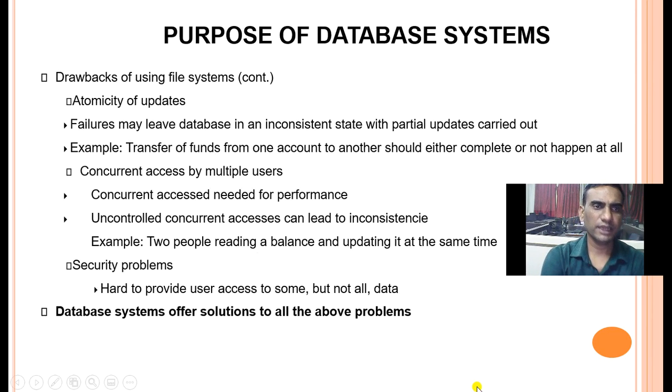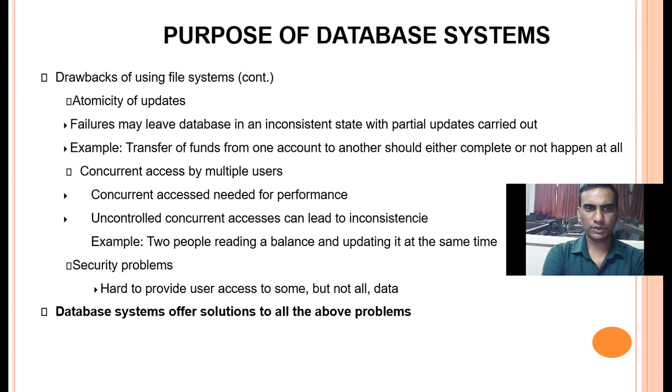The next drawback is atomicity of update. Failure may leave the database in an inconsistent state with a partial update carried out. For example, transfer of funds from one account to another account should complete or not happen at all. So this is the best example of atomicity. Atomicity means automatically your account should be updated.